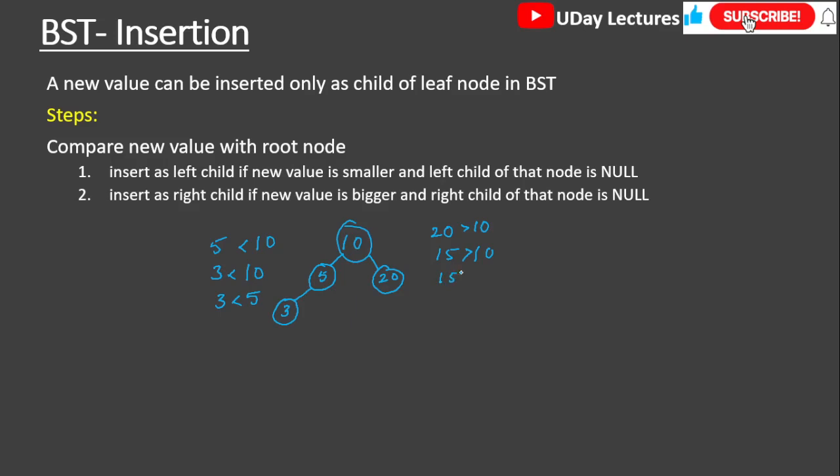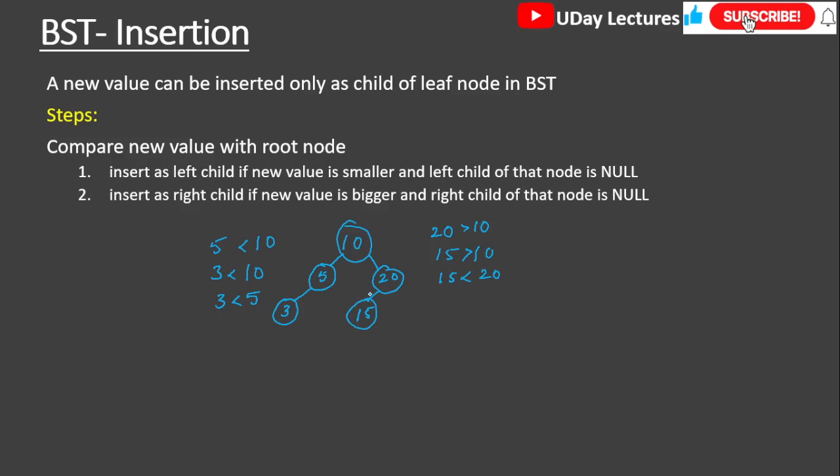So we will compare 15 with 20. We know that 15 is smaller than 20. Now 15 has to be inserted as left child of 20. And the 20 is not having any left child. So I can go ahead and replace that null position with 15. So this is how the insertion operation works, and the steps are followed. So these steps must be recursively followed.